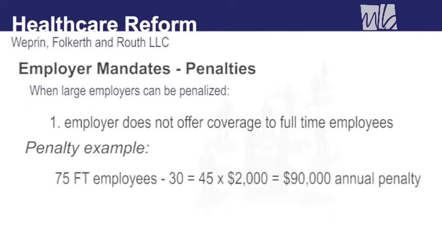Let's look at an example of how to calculate the penalty for a large employer that does not offer health coverage. Assume the employer has 75 full-time employees and 25 part-time employees. The annual penalty for this employer is 75 less 30, which equals 45 times $2,000 or $90,000. This $90,000 is a non-deductible excise tax.